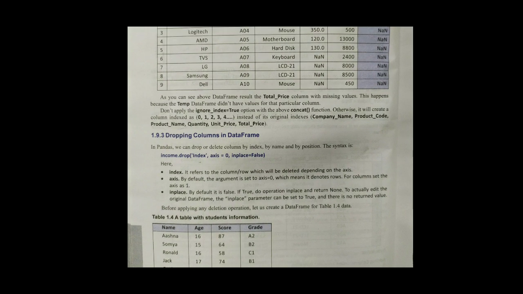Next one, dropping columns in a data frame. In pandas we can drop or delete columns by index. So income.drop(index, axis=0, inplace=False). Index refers to the column or row. Axis, by default, is set to 0, which denotes rows. For columns, set axis to 1. When you give the value 0 for axis, it means rows, and when you give the value 1, it means columns.